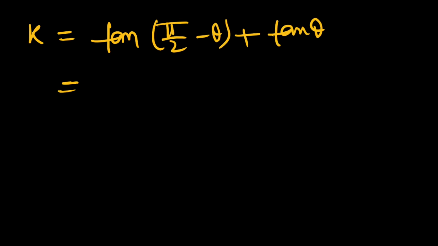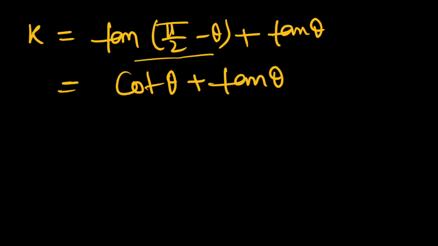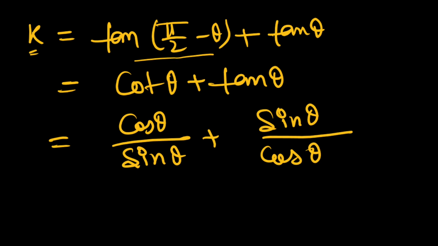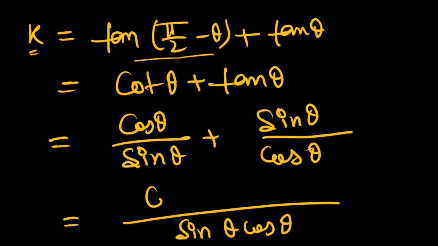We know tan changes to cot at pi by 2. Therefore this converts to cot theta plus tan theta. Now we convert the whole expression into sine and cos functions, because we want to find the value of k. That is cos theta by sine theta plus sine theta over cos theta. The LCM is sine theta cos theta, so we get cos square theta plus sine square theta, which is 1, over sine theta cos theta.